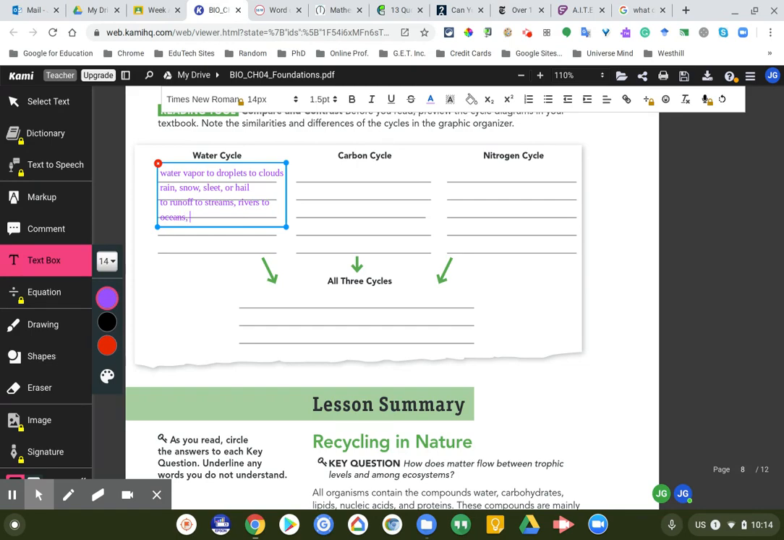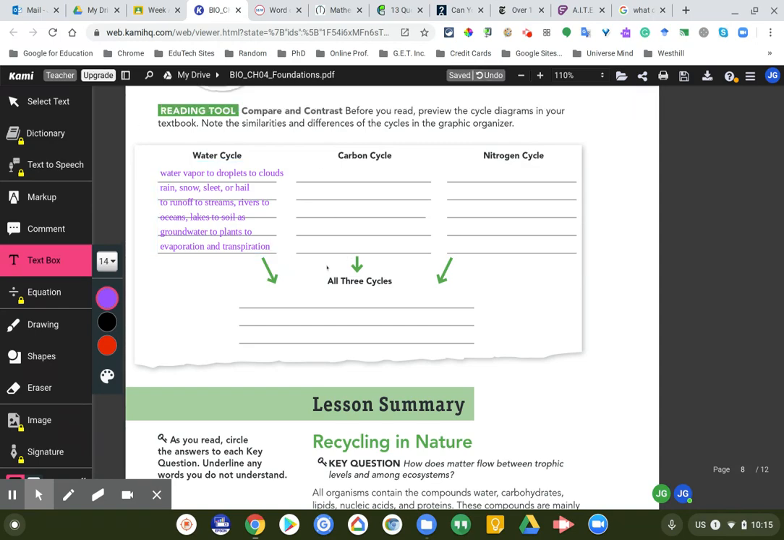okay. Lakes to soil as groundwater to plants to evaporation. And transpiration. Okay, so that's the water cycle, basically. Okay, you can maybe move this around a little bit. We can kind of get it a little bit prettier than it is, but it's pretty good for now.